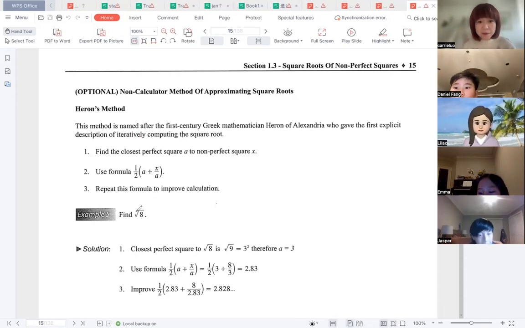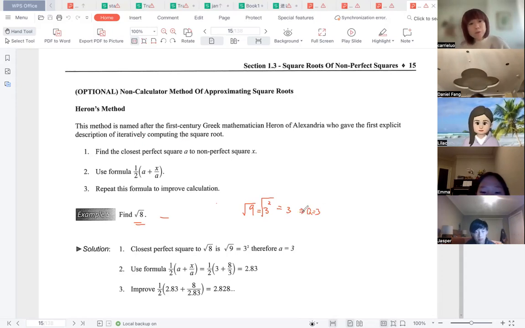So let's take a look at this one. What is A and X? I'm going to explain how to get it. The closest perfect square is square root A, right? We want to find out the value of A. Square root of 9 equals 3, so that's why A equals 3. Get it? You find the closest perfect square to the 8. It doesn't matter, it's always the bigger one, okay? But the closest perfect square. So half of 3 plus 8 over 3 equals 2.83. So 2.83 is the answer.